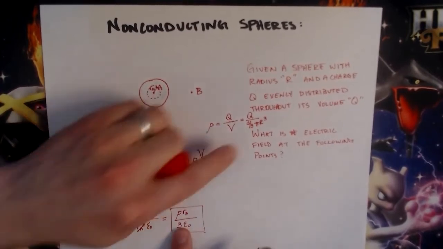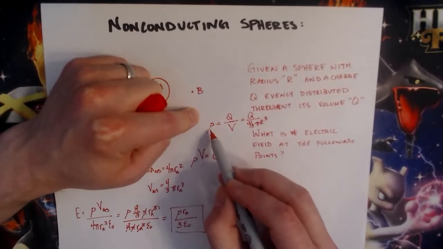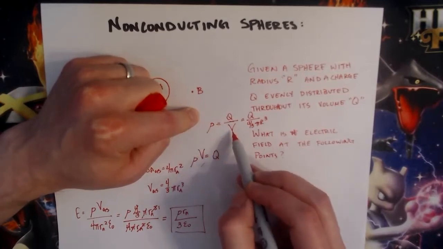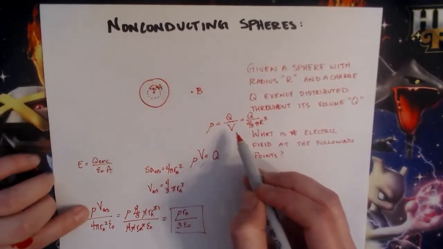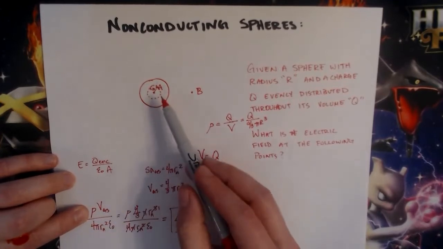To do this problem, ensure that you define the volumetric charge density by taking the amount of charge and dividing it by the total volume of the object. To find the Q enclosed, you take the total volumetric charge density and you multiply it by the volume of your Gaussian surface.